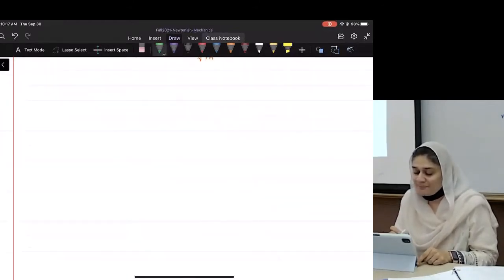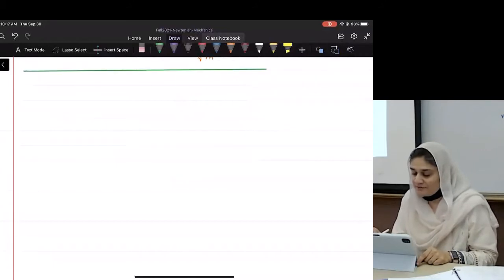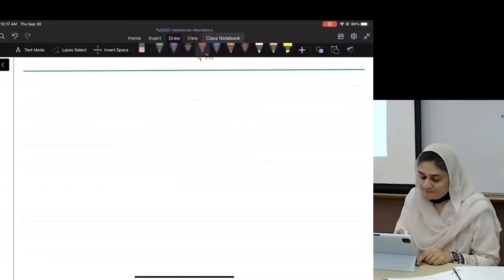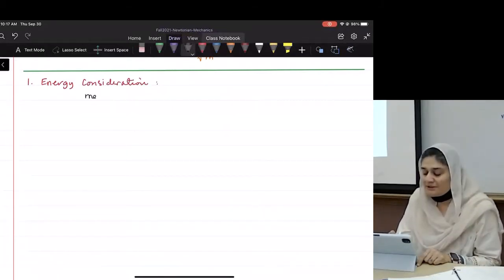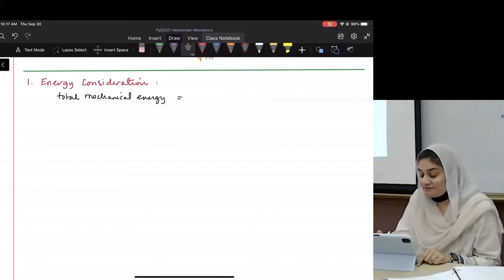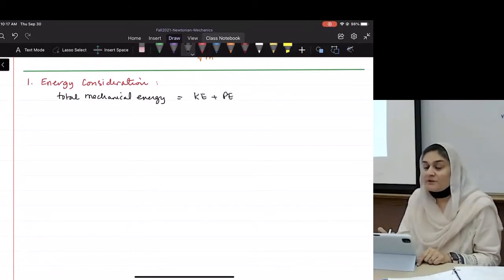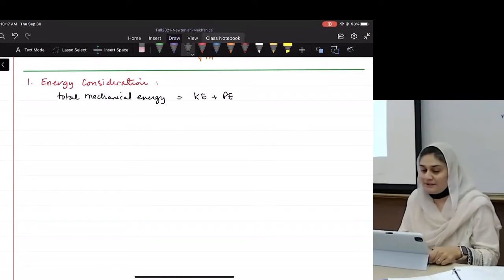So let's start with chapter 2. Any objections to starting from chapter 2? What did we learn in chapter 2? Energy consideration. What was mechanical energy? Anyone remember? Total mechanical energy. Kinetic plus potential. Total kinetic energy, total potential energy.